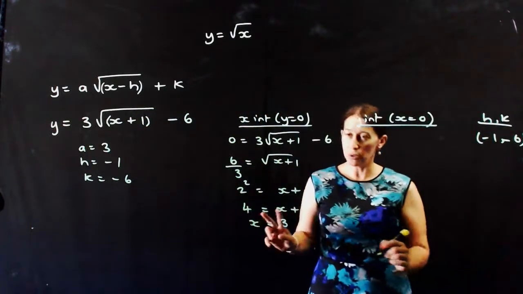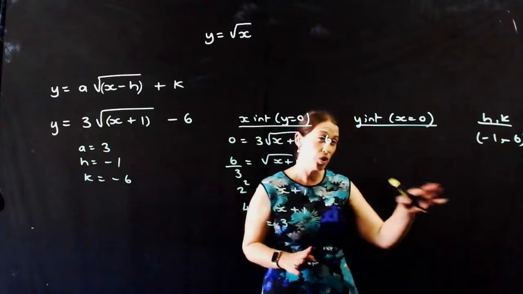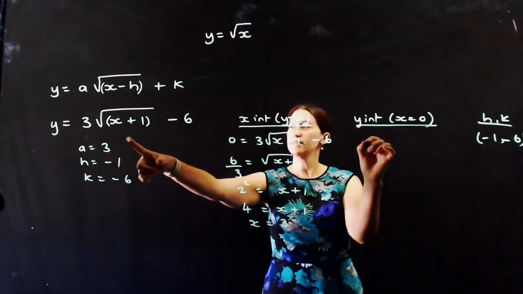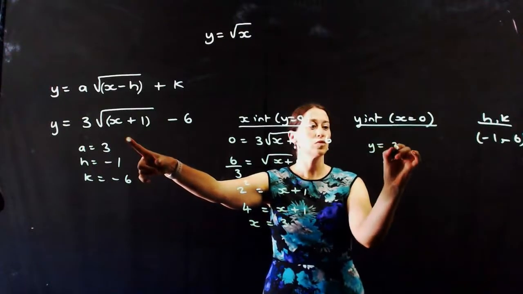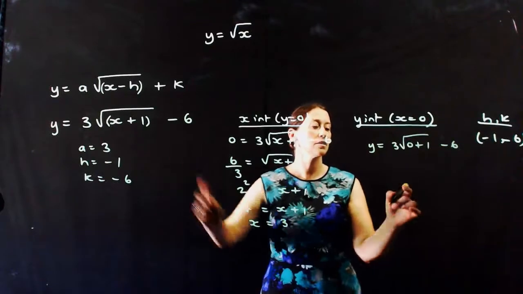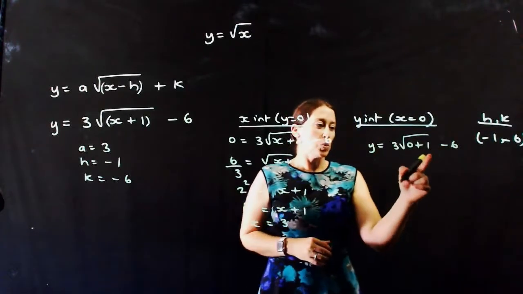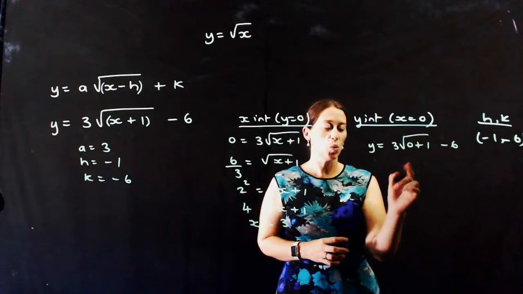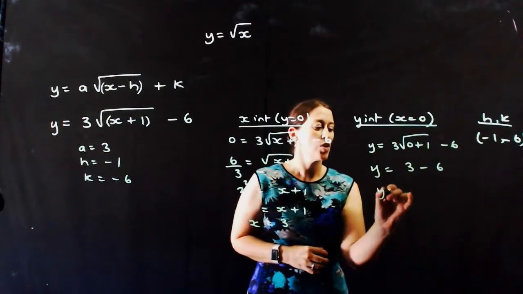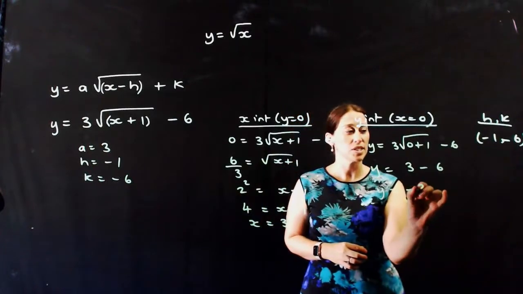Let's look at the y-intercept. Remember, we would normally have two, but because we're only doing one arm, we only want the positive one. So let's have a look at what it would be. When x equals 0, we get y equals 3 times the square root of 0 plus 1, take 6. 0 plus 1 is 1, the square root of 1 is 1, so 3 times 1 is 3, take 6. The y-intercept is minus 3.